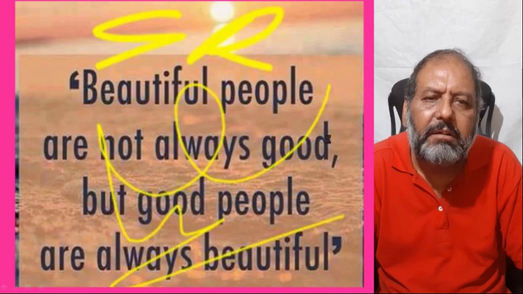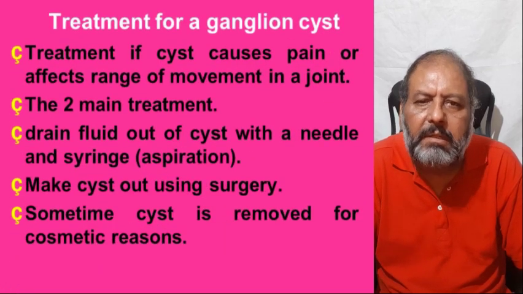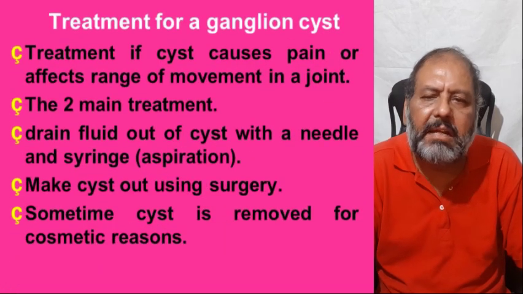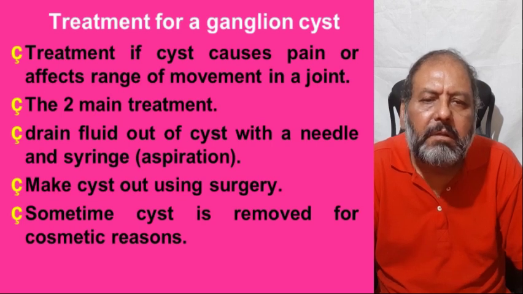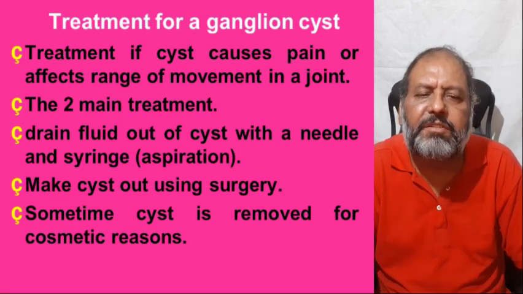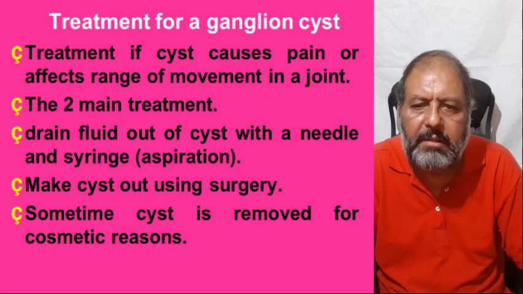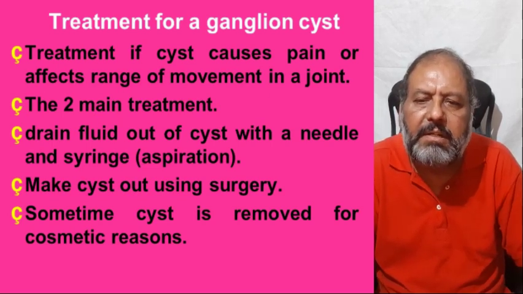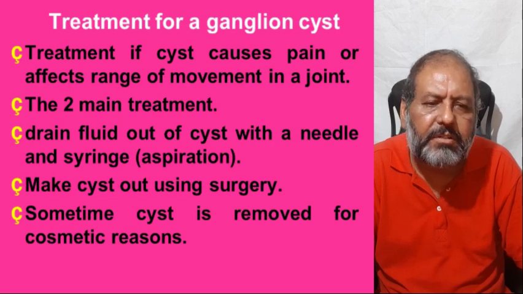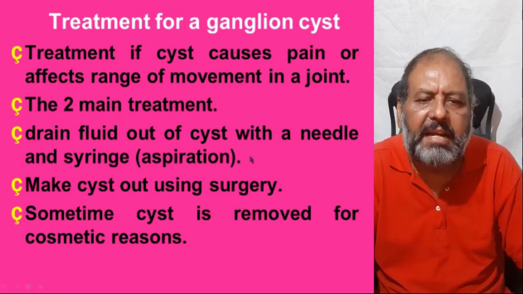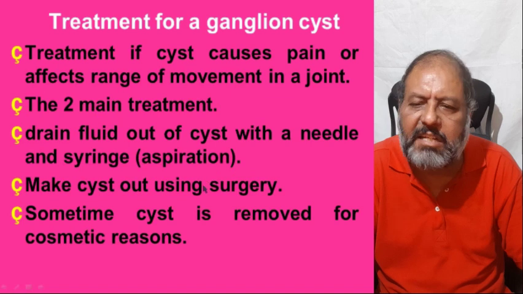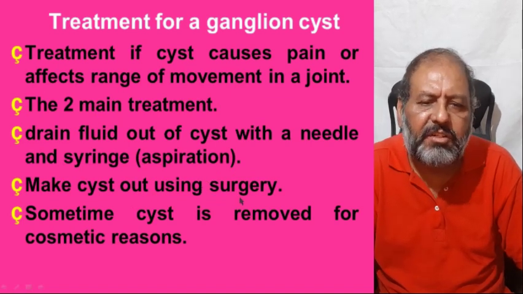Now, what is the treatment of a ganglion cyst? Treatment is done only if the cyst causes pain or affects the range of movement in a joint. The two main treatments are to drain the fluid out of the cyst with a needle and syringe, and this procedure is called aspiration, and to take the cyst out using surgery.